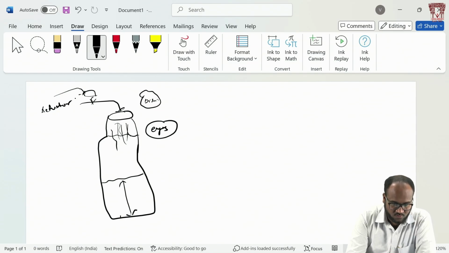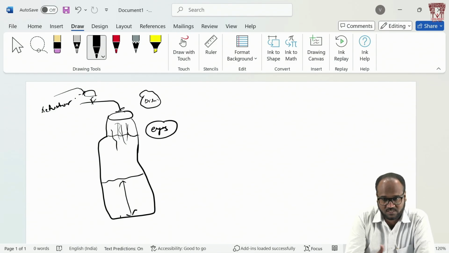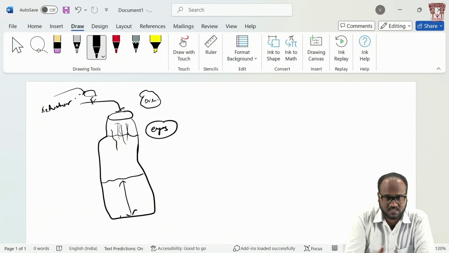So we have five sensory organs. These five organs are sensors given by nature. We have the brain as a controller, and we are performing day-to-day activity in a controlled way.